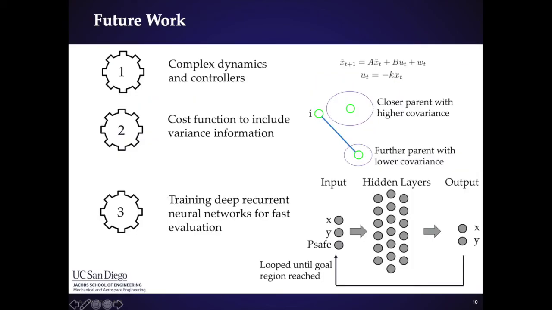Future work will include incorporating more complicated dynamics and controllers and building a cost function to include covariance information as well as path length in the calculation. Additionally, future work includes using CCRT STAR to output paths and training a deep recurrent neural network on the paths and p-safe values. The neural network will path plan in the obstacle environment with no explicit knowledge of obstacles, dynamics, controls, or Gaussian assumptions.